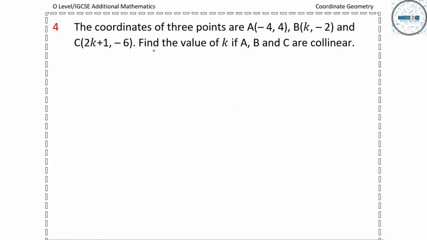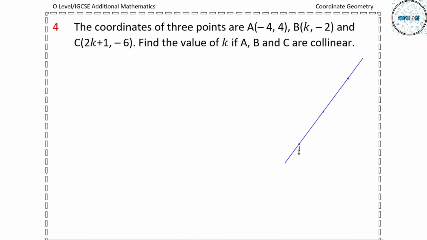Another question. The coordinates of 3 points are A, minus 4, comma 4, B, k, comma minus 2, and C, 2k plus 1, comma minus 6. Find the value of k if A, B, and C are collinear. Now, what are collinear points? This is the line on which there are 3 points lying A, B, and C. A, B, C are collinear. It means that they are lying on the same line.